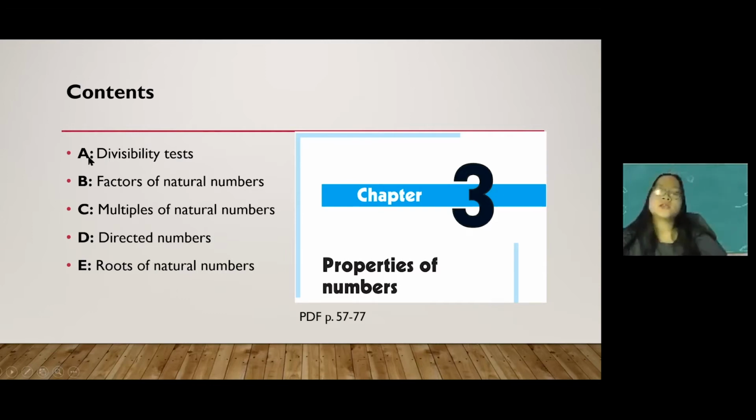In this textbook, the contents are always labeled with the letters of the alphabet, so A, B, C, D, E. There are usually around 4 to 6 parts. A is divisibility tests, B factors of natural numbers, C multiples of natural numbers, D directed numbers, and E roots of natural numbers. Within these contents there can still be multiple sections, like 8.1, 8.2, or there might not be.